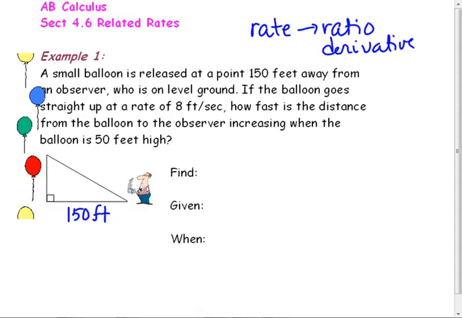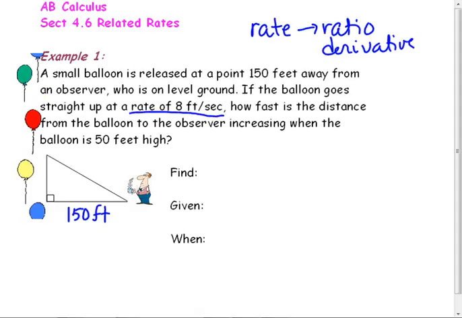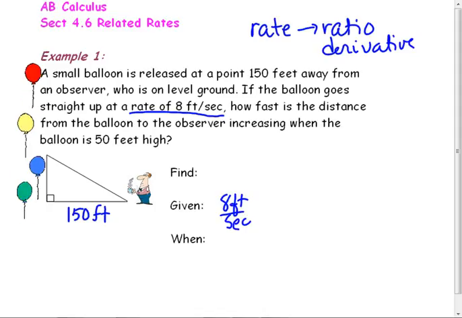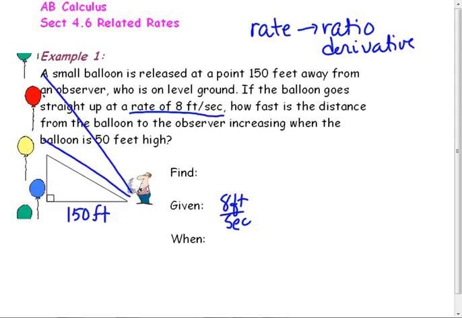It says if the balloon goes up at a rate of 8 feet per second, they gave this to us. We'll have to figure out what it is. Now, on the exam, you really get a point for something equivalent to this, 8 feet per second. It's a change in something. It says, how fast is the distance from the balloon? So if the balloon is here, here's the blue balloon. See how this distance is changing? And then up here, it's up here. Okay? So this distance is changing.